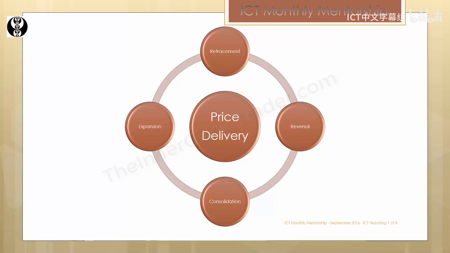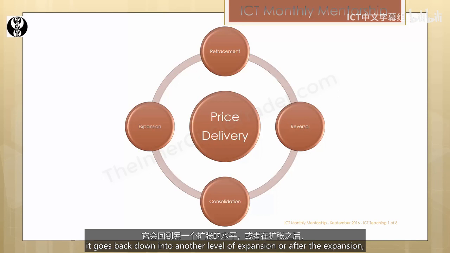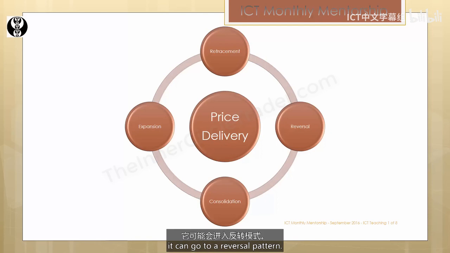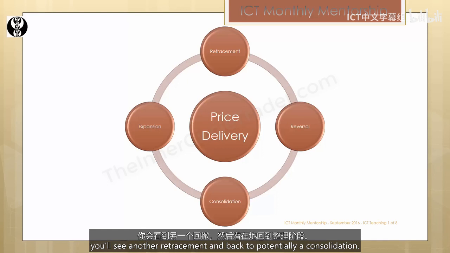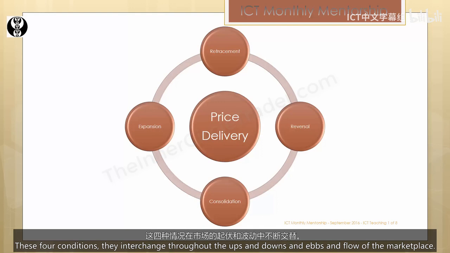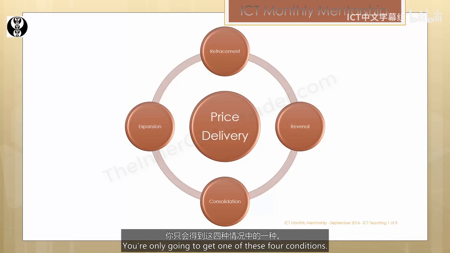When the retracement happens, it goes back down into another level of expansion. Or after the expansion, it can go to a reversal pattern. After the reversal pattern, it'll see another retracement, then back to potentially a consolidation. These 4 conditions interchange throughout the ups and downs and ebbs and flow of the marketplace. You're only going to get one of these 4 conditions. Now, you're probably saying, okay, well, that's a lot. I need to know one of these things to make a trade.